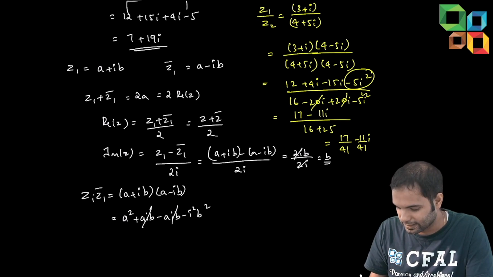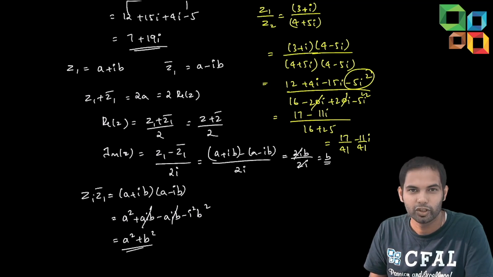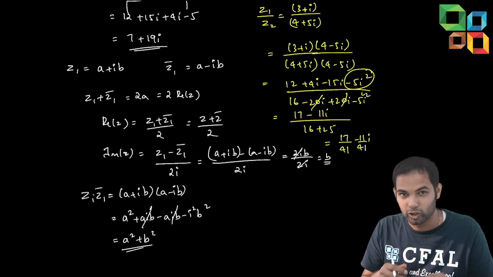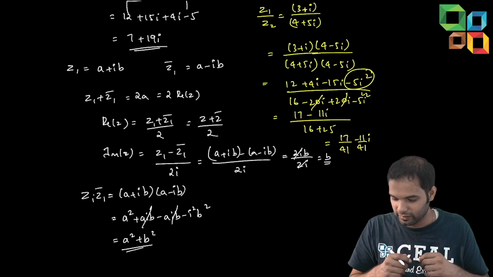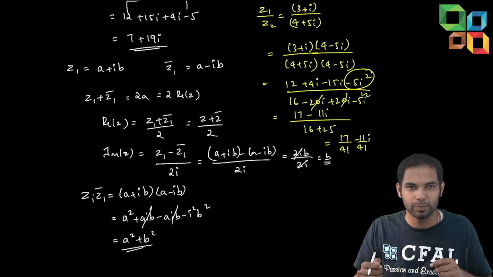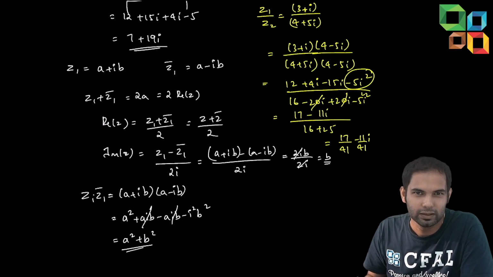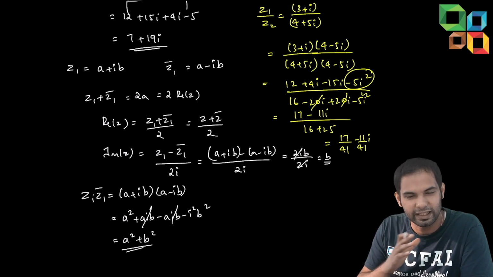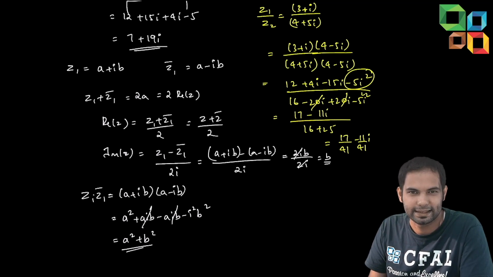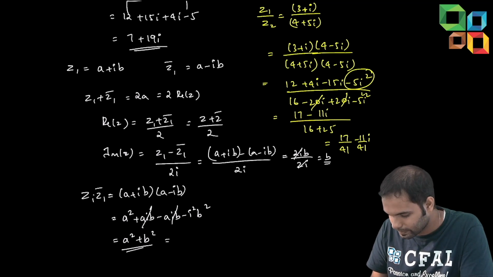These two will get cancelled. i square is nothing but minus 1. So you're always going to get a square plus b square. You probably knew this because we know that a minus b into a plus b is a square minus b square, right? You could have used the formula, but just because it's complex numbers, let's try to multiply from the basics and try to get our results.